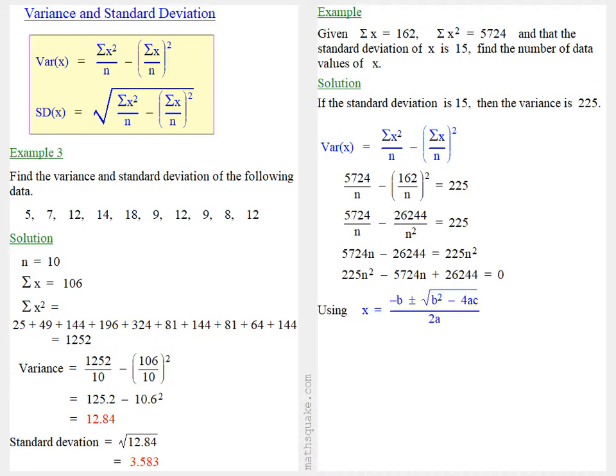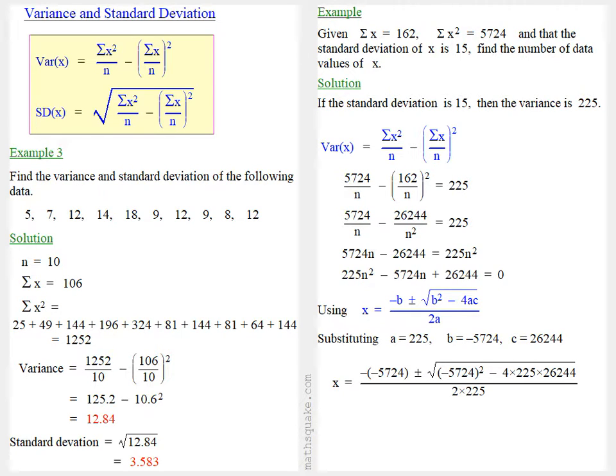Now we can't factorise that, so we'll have to use the formula x equals minus b plus or minus the square root of b squared minus 4ac over 2a, and we're substituting in a is 225, b is minus 5,724, and c is 26,244. Well, it's a long expression, but it simplifies down. x is equal to 5,724 plus or minus 3,024 over 450, which works out at x equals 19.44 or x equals 6. Now we can't have a fractional number of terms, so the only valid answer is x equals 6. So there are 6 terms.